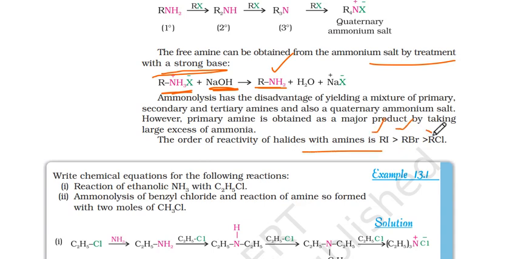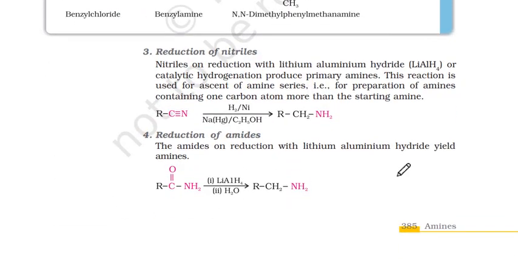So RI will be the most reactive in case of ammonolysis. Basically, you're trying to get ammonia as a nucleophile which is going to cleave the R-X bond, which is already having a sufficient amount of electronegativity difference.